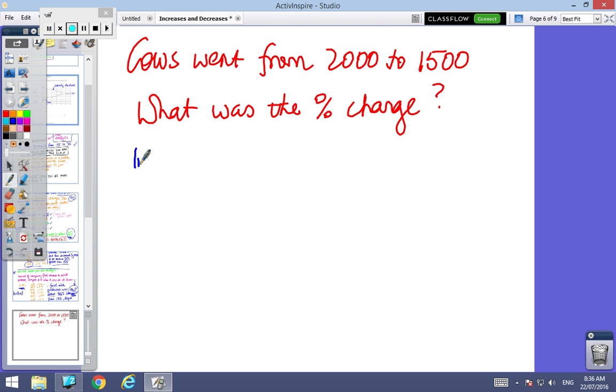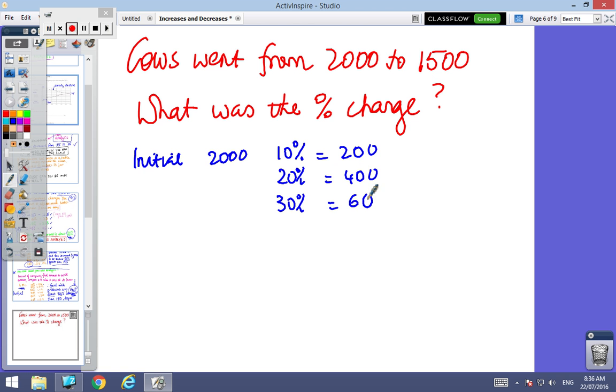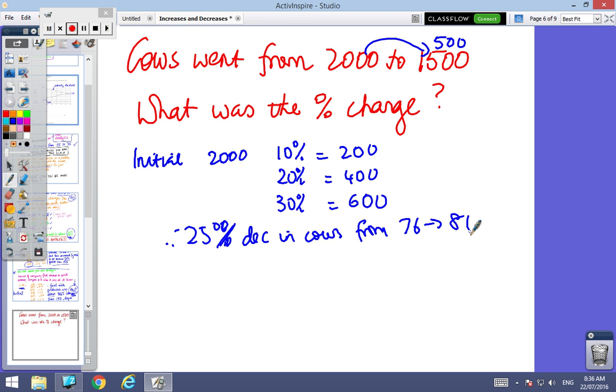Okay, so we're back again. The initial was 2,000. So 10% is going back one place. So 20% equals 400. 30% equals 600. And there was a 500 cow decrease. So therefore, there was a 25% decrease in cows from 76 to 81, and then no change. Okay, so that's analysis, and that's what you could have done as a description of that line.